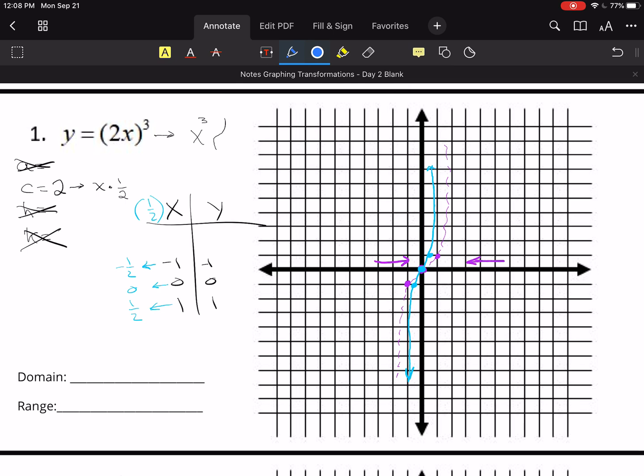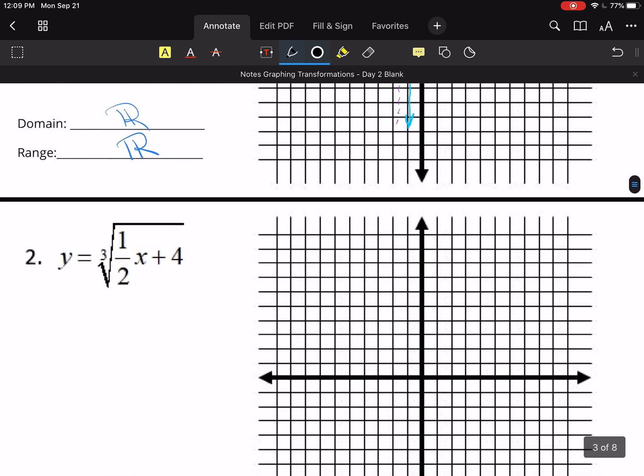My domain and range, remember for cubics, domain is going to be all real numbers and my range is also all real numbers since I don't miss anything. Now, each problem we're going to look at today is going to increase in difficulty, so we're going to start introducing more and more of the shifts along with C. So here is my next problem.